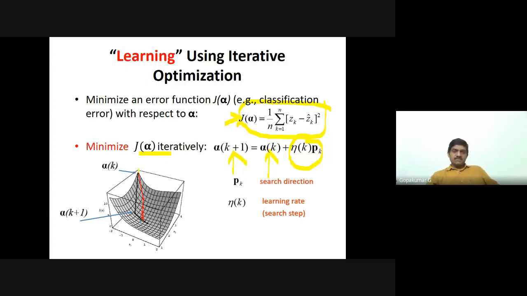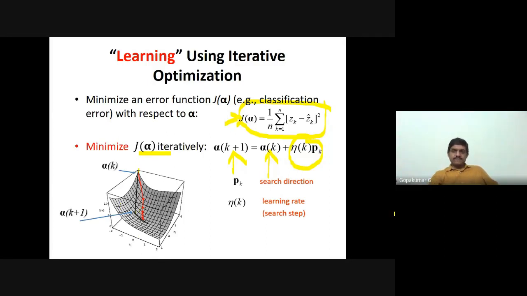So that means alpha of k is suppose this particular point, and alpha of k plus one is this particular point. And J of alpha, the error, is decreasing in this way. You can see that along the x direction and y direction you have alpha values, and along this third dimension you have J of alpha, which is plotted in this particular diagram.